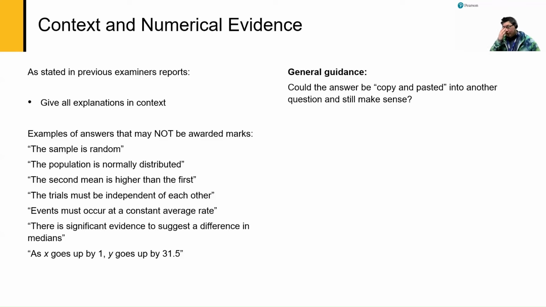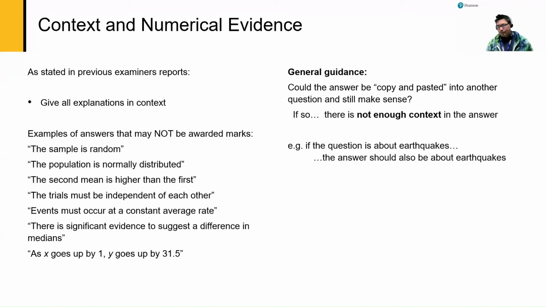Now, my general guidance to students would be, if you were to look at your solution, could you copy and paste that solution into another question and it still makes sense? Because if you can, you haven't put enough context in. And that's the key thing. You can't write down something which is generic. It's got to be in context. So if the question was about earthquakes, then your answer has to still be about earthquakes.